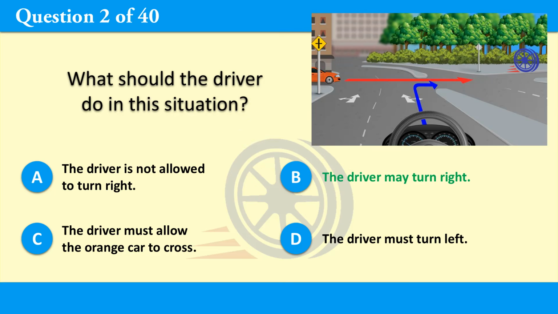Correct answer, B. The driver may turn right. Explanation: you may turn right if there's no oncoming traffic, but you should also be aware that there might be traffic emerging from the minor roads.